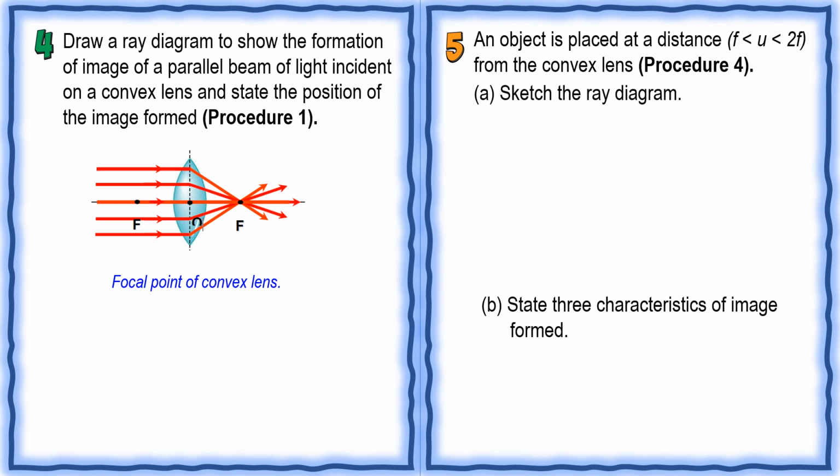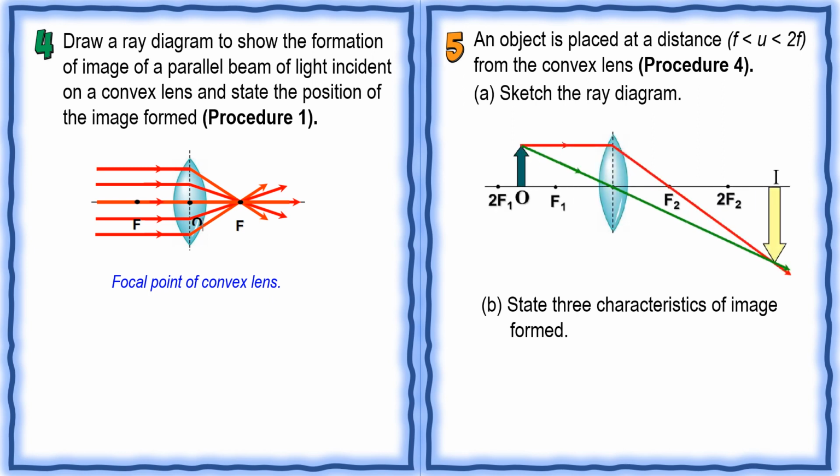For question number 5, an object is placed at a distance between F and 2F from the convex lens, referring to procedure 4. So you need to sketch the ray diagram and state the characteristics of the image formed. For the ray diagram, the position of the object is between F and 2F. The red line refers to the first ray and the green line refers to the second ray. These two will intercept, and at that point we can sketch the image formed. In this case, the characteristics of the image formed are real, inverted, and magnified in size.